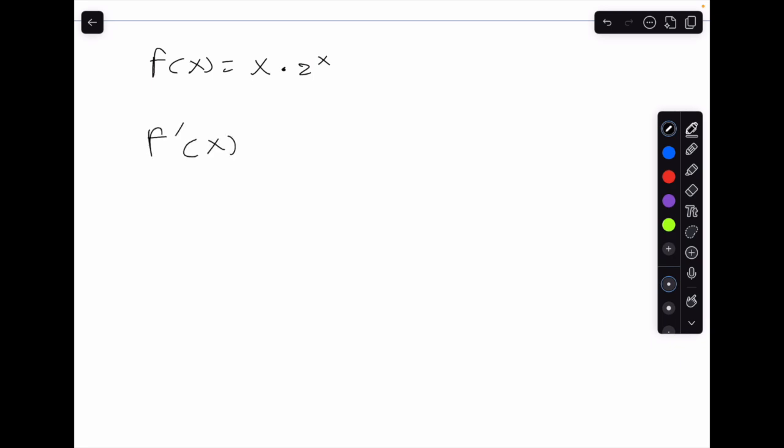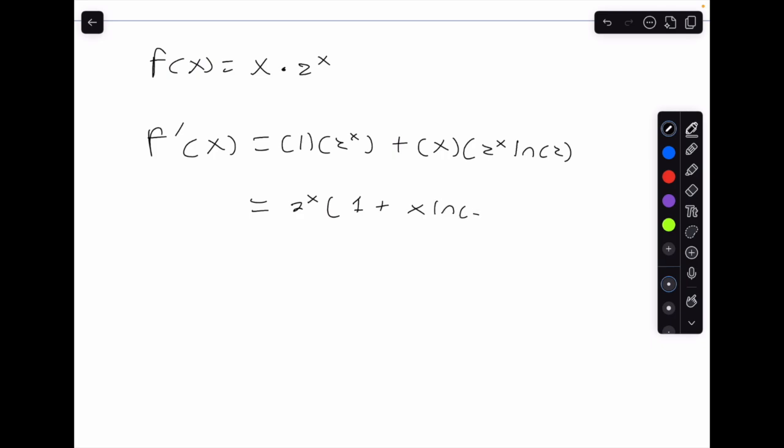So when you have the product rule, I like to remember it as the derivative of the first times the second plus the first times the derivative of the second. So what's the derivative of the first? The derivative of x is 1 times the second plus the first, which is x, times the derivative of the second, which is 2 to the power of x ln of 2. And then we can simplify this by pulling a 2 to the power of x out, and that leaves us with 1 plus x ln of 2.